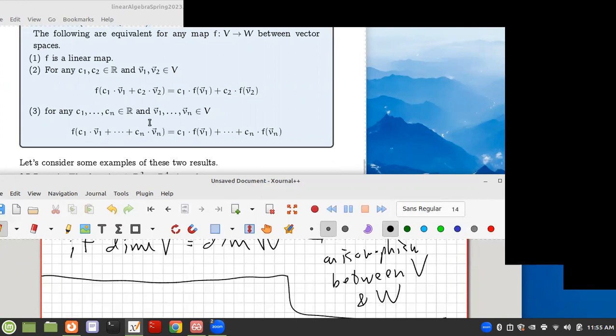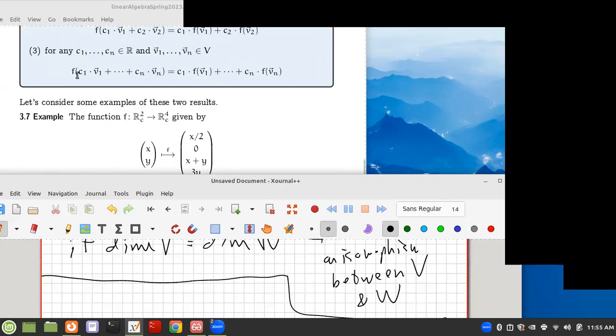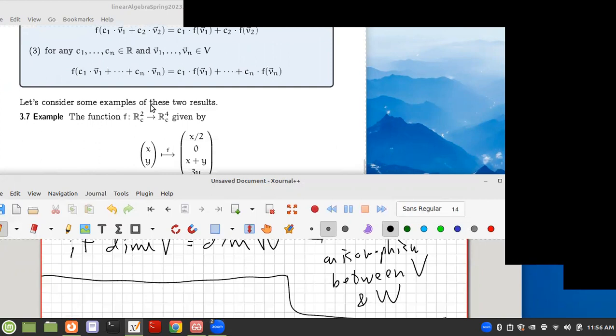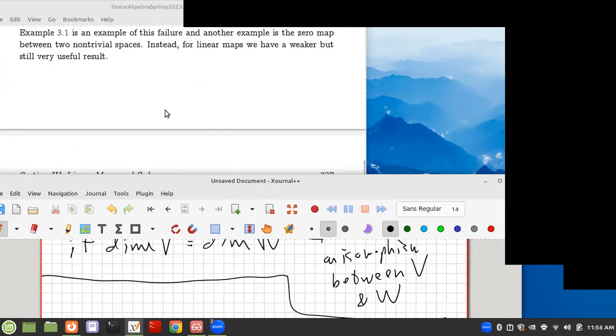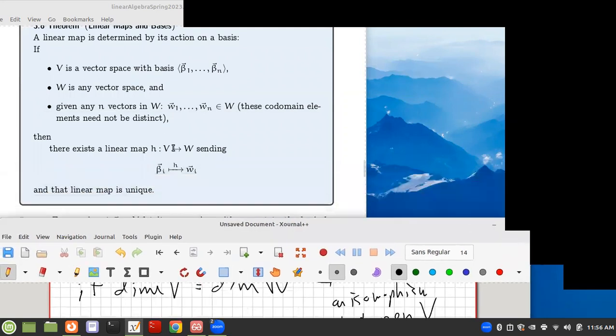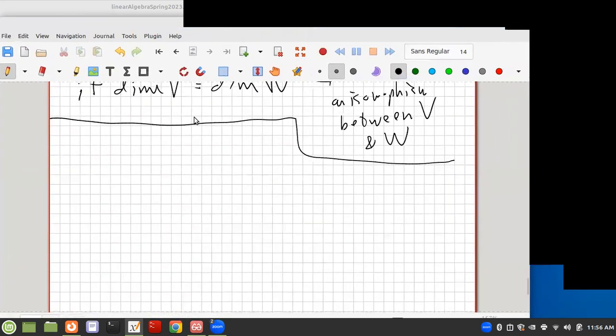And here is the big consequence: the image of a linear combination is the same linear combination of the images of a bunch of vectors. Okay, and you can verify that, but here is some new stuff. That section repeats the definition of a linear map, but here's something that's new.